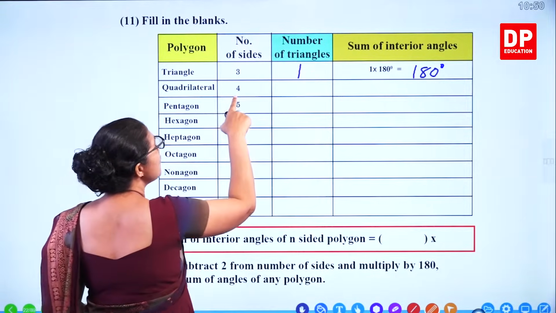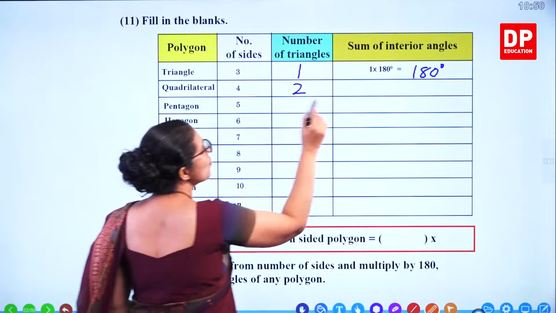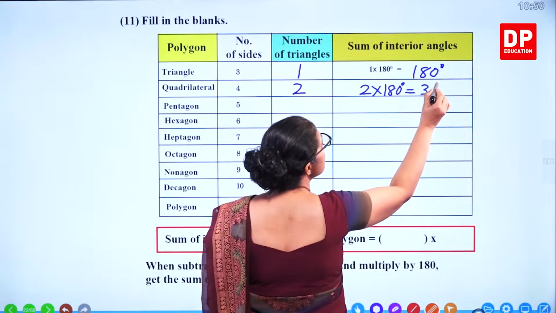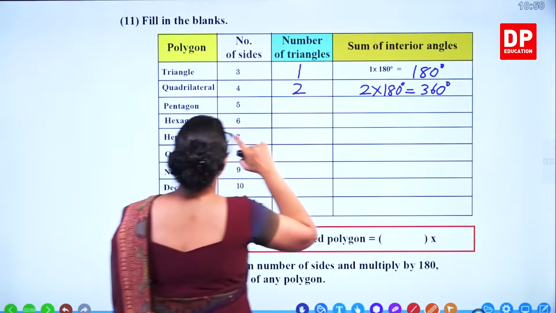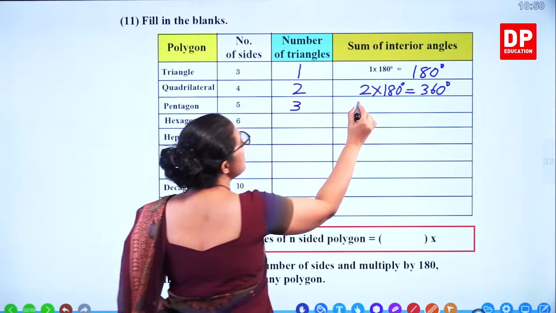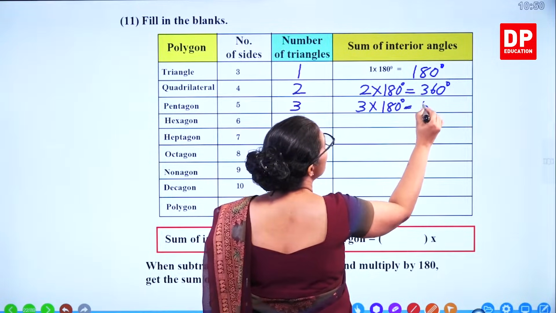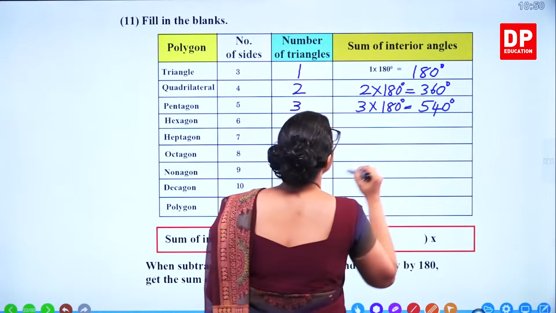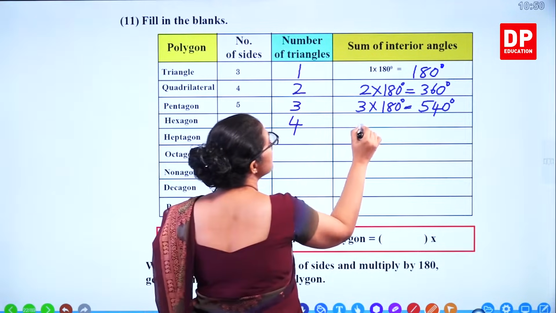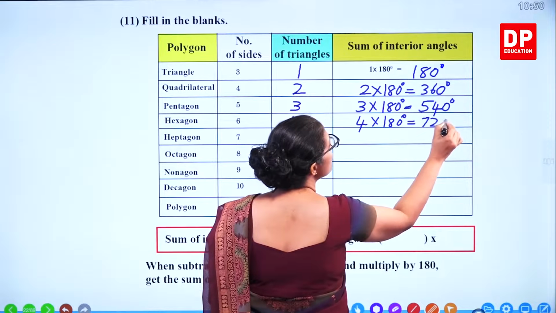For a quadrilateral, 4 sides are there. How many triangles? 2. So 2 times 180, that's 360. For a pentagon, we found 3 triangles are there. 3 into 180, 540 degrees. For the 6-sided one, we get 4 triangles. 4 into 180. We found that's 720.